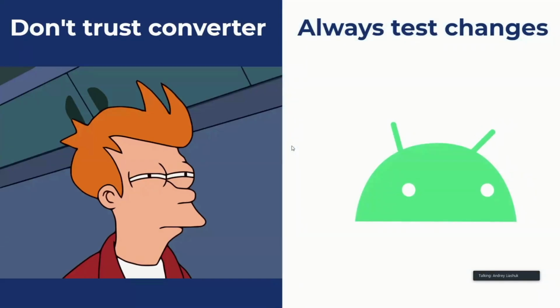The next one is always test changes. This is a very important part of migration. Don't be lazy. Always check changed code, even if you're sure for 100% that it works fine. After migration, you are the author of the code, so testing is your responsibility. Don't expect that someone will do it for you.